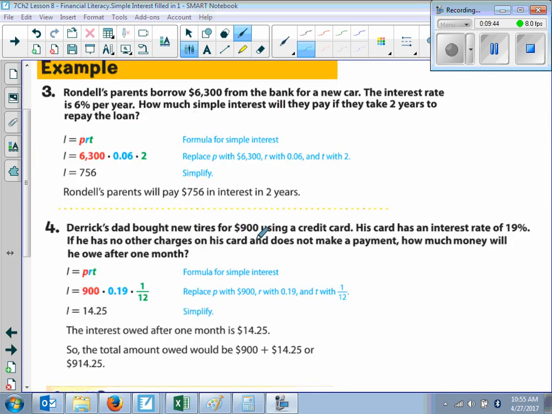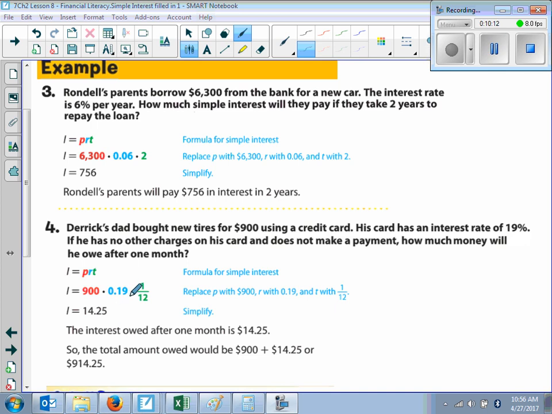Example 4 says Derek's dad bought new tires for $900 using a credit card. His credit card has an interest rate of 19%. If he has no other charges on the card and does not make a payment, how much money will he owe after 1 month? So, again, formula is the same. Principal is 900. That's the amount that he's borrowing from the credit card company.